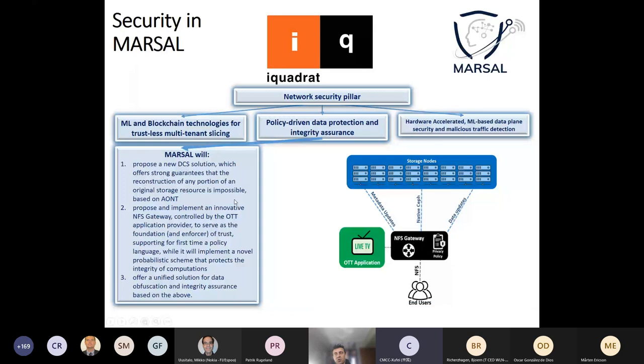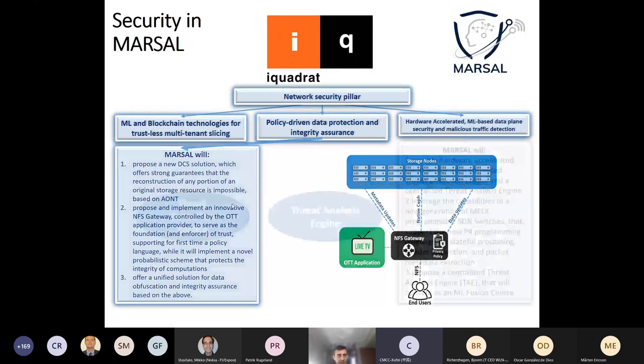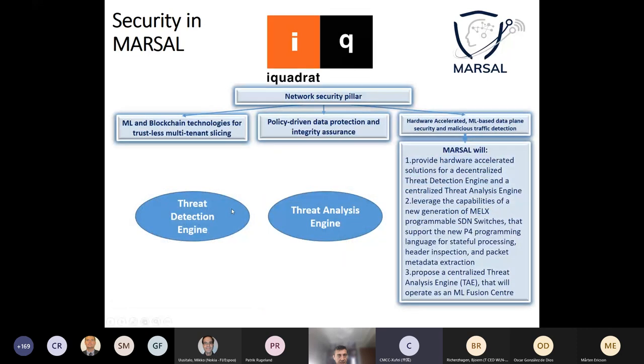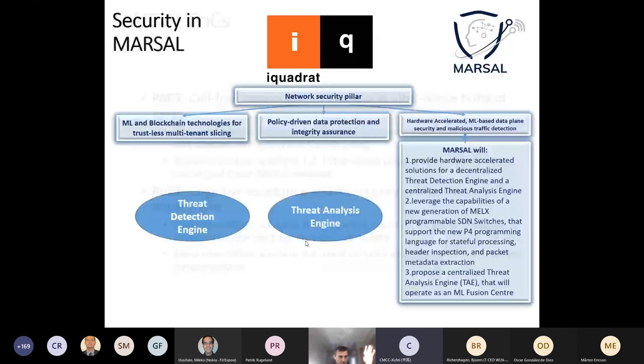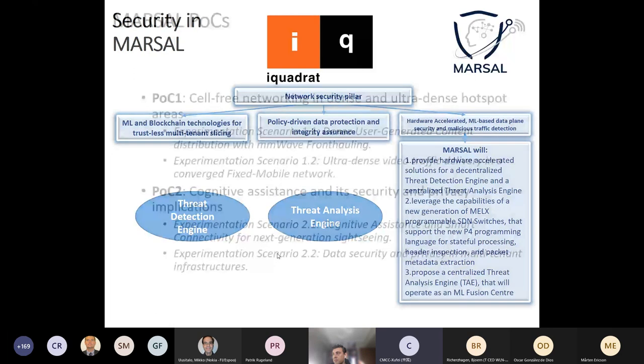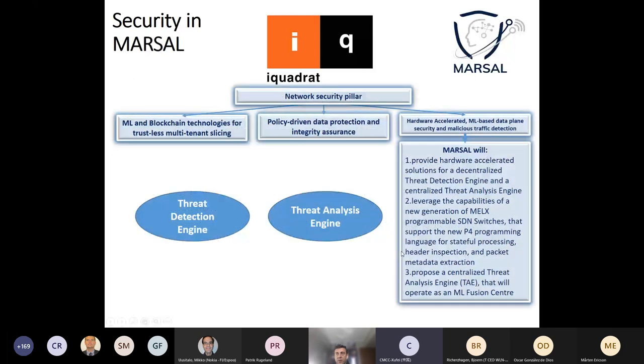And the third part of the network security is about the hardware accelerated machine learning-based data plane security and malicious traffic detection, where we consider two different engines: the threat detection engine and the threat analysis engine, targeting a hardware accelerated solution for a decentralized threat detection engine and a centralized threat analysis engine. This is the work that we currently focus on, to see where we are going to put these two different engines in the network architecture of MARSAL that I presented earlier.